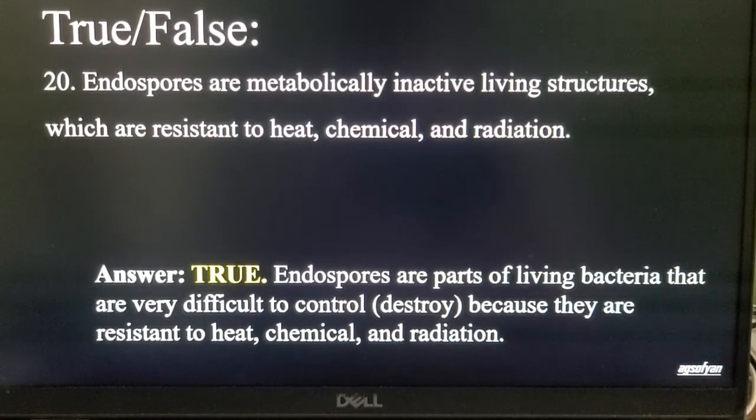So during this type of cycle, which is the sporulation cycle or endospore cycle, the bacteria is actually inactive. They are dormant, but they can stay for a long time. Even some endospore can stay for million years. Okay, so they can stay for million years, and when the condition is favorable, they can then produce the living bacteria, the active bacteria.